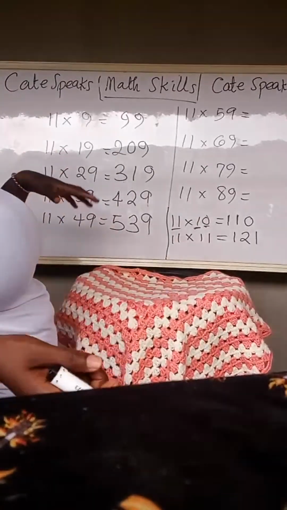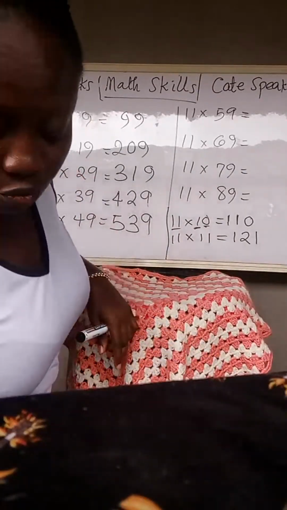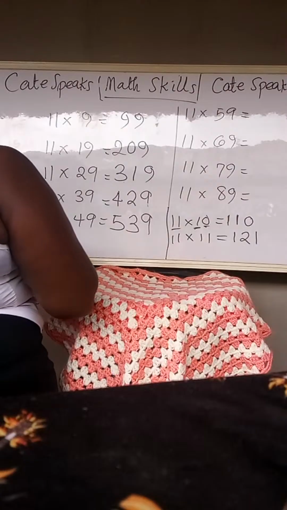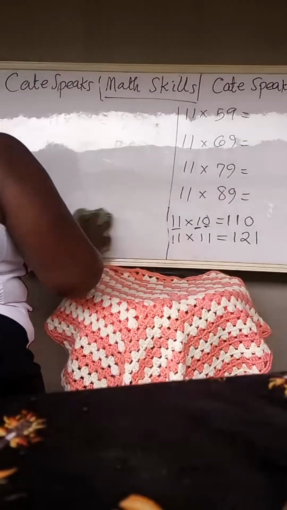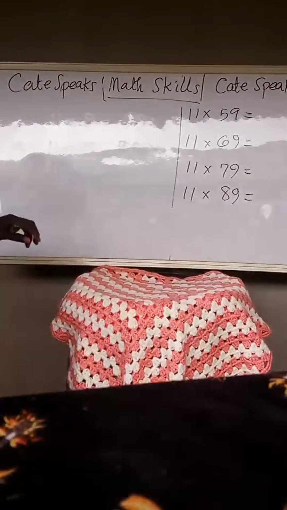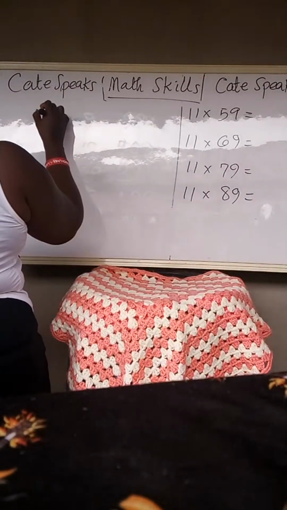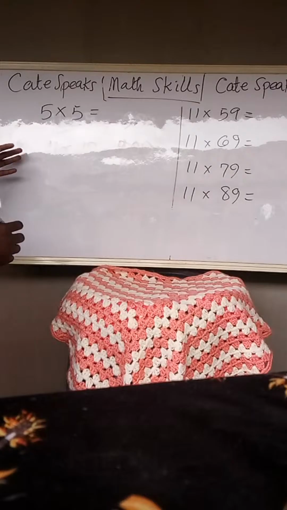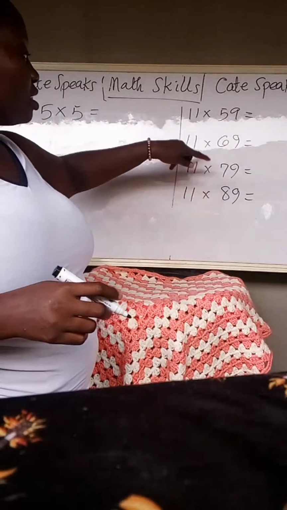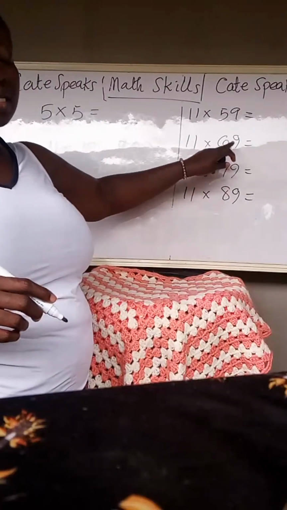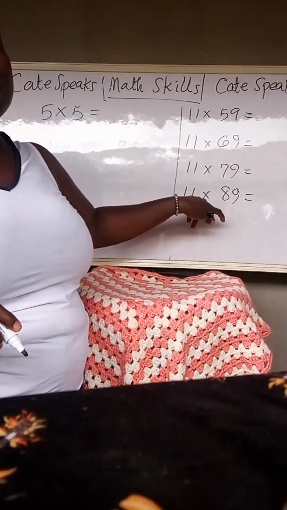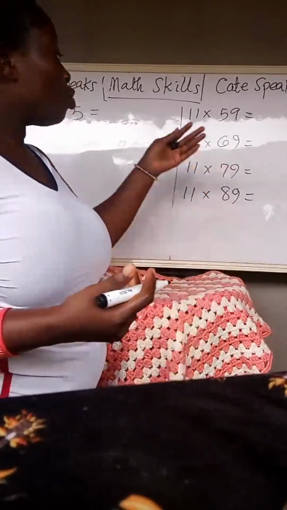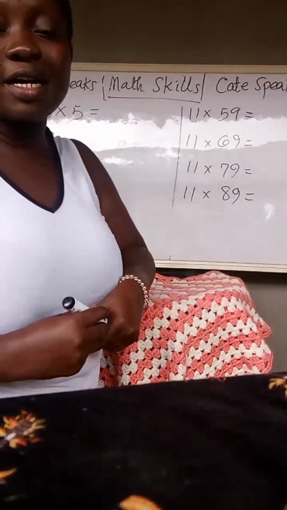So let's try another one. This is not a square of number. I'm leaving this for you to try by yourself. Okay, I want you all to try that by yourself. So let me go to square of numbers. Let's start with normal 5 times 5. I'm waiting for those that are going to quickly get the answer for 11 times 59, 11 times 69, 11 times 79, 11 times 89. Please send your answer in the chat box.